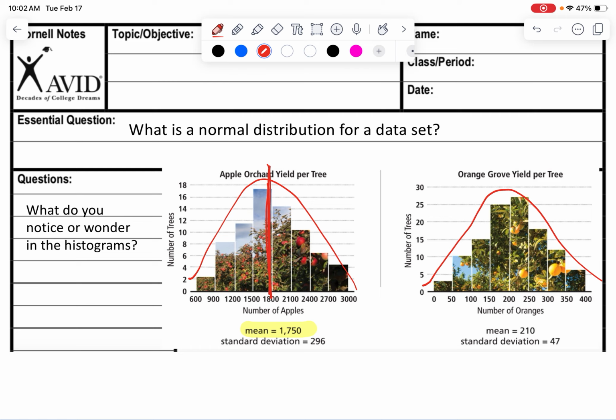You'll notice too that the standard deviation is 296, and the bins that we have down here are going by 300. So each of these is about one standard deviation away. If we look over here at this one, the mean is 210, which would be about right here. Again, pretty much in the middle. And the standard deviation is 47, and again, the bins here are about the same.